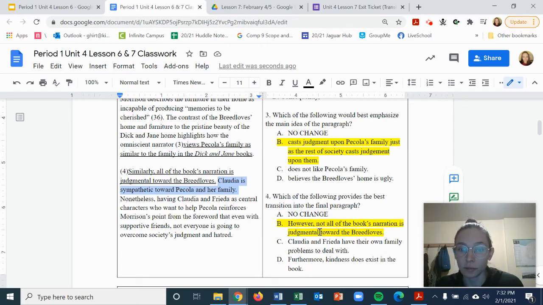And again, we want to be really specific in transitioning into this idea. So the answer is B. Not all of the book's narration is judgmental toward the Breedloves, because the very next sentence talks about a sympathetic narrator that we have in the book.